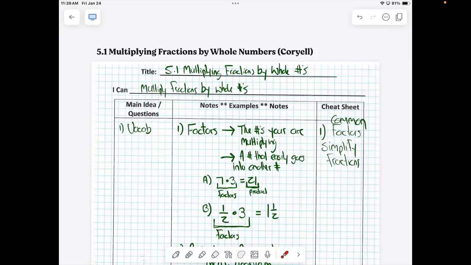Good morning, Miss Coryell's class. Good morning, Mr. Ponder. We finished 5.1 multiplying fractions by whole numbers, yes? Yes. Can you multiply a fraction by a whole?